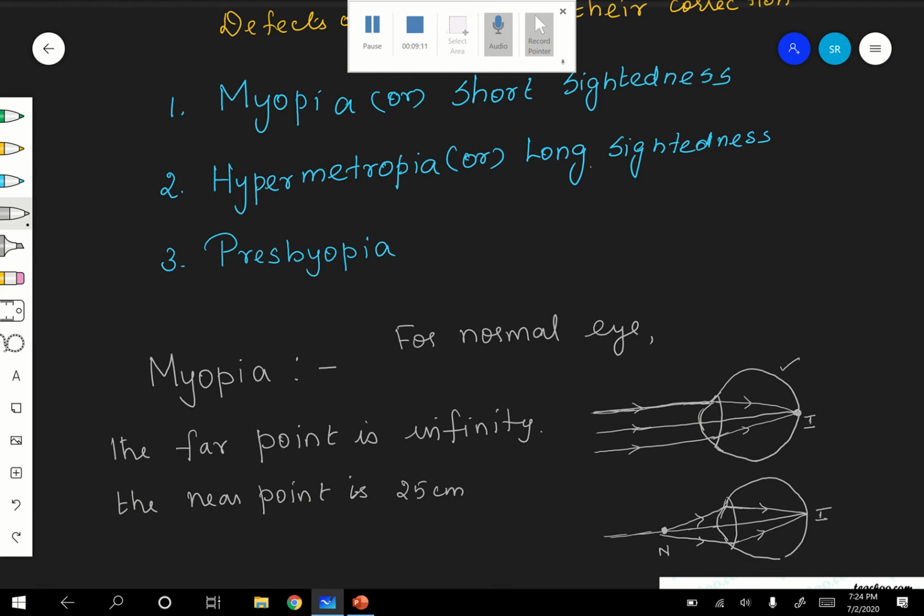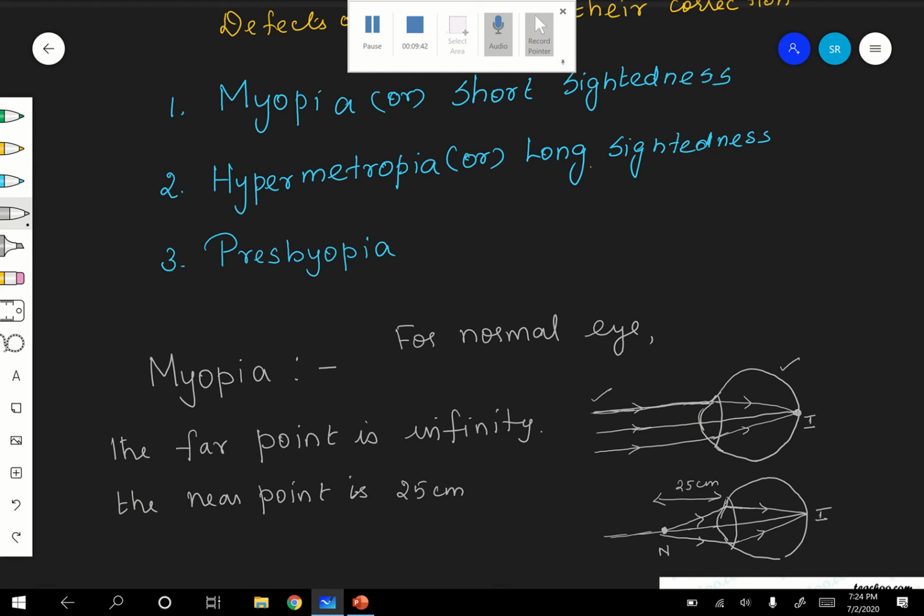So you see, whether the object is at infinity, or at 25 centimeter, in both cases the normal eye doesn't have any problem in forming a clear image on the retina. It is free from any defect, so it is possible.